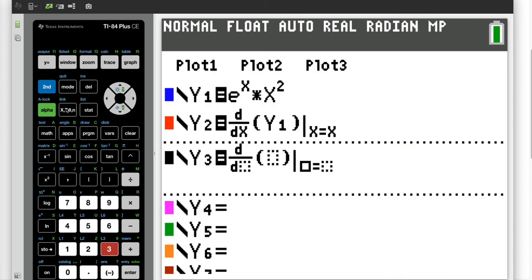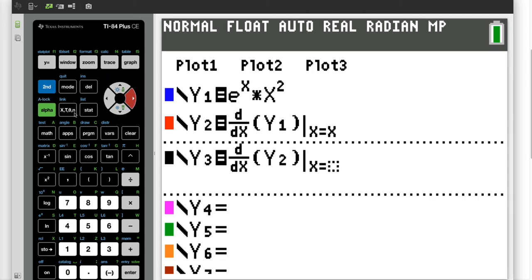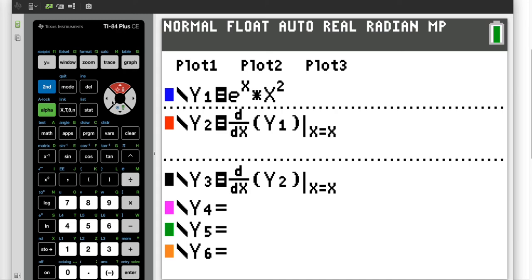Fair warning, your calculator is going to graph real slow. To help you out, you don't care about the first derivative. You can turn it off. Click on the equal sign and it won't graph it.